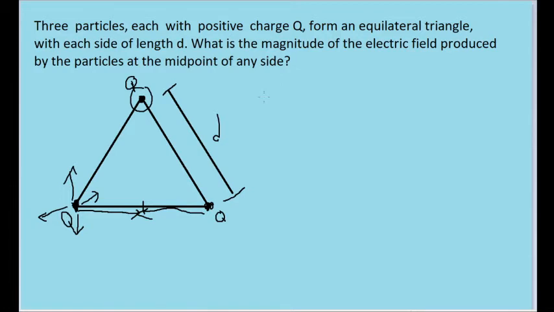Recall that the electric field due to a point charge is equal to k, the Coulomb constant, times the charge, divided by r squared, where r is the distance between the point charge creating the electric field and the point we're analyzing, which is this midpoint down here. R, effectively, is this distance down the middle of the triangle. We need to find that length before we can proceed.